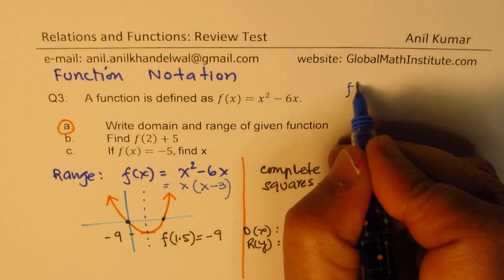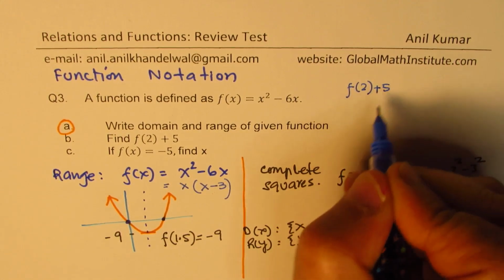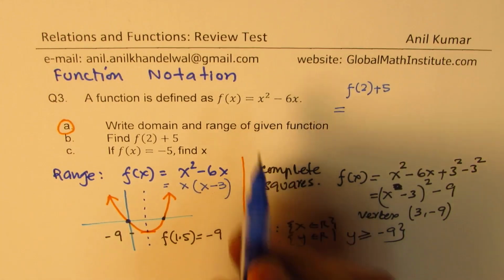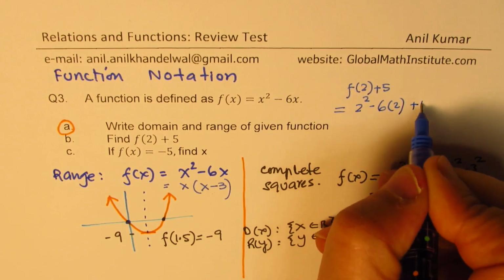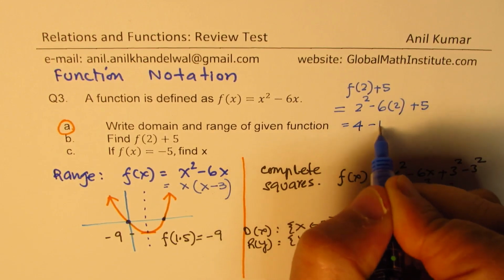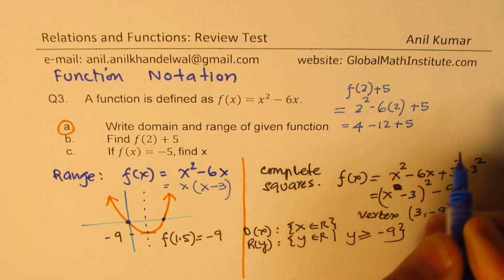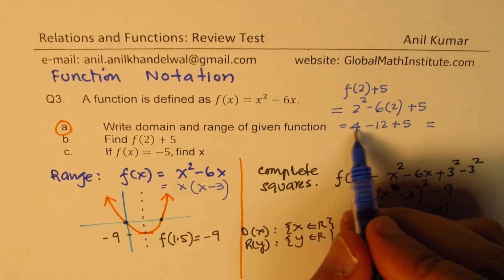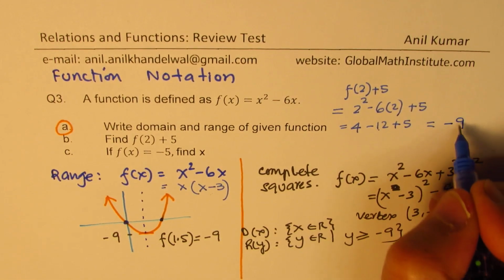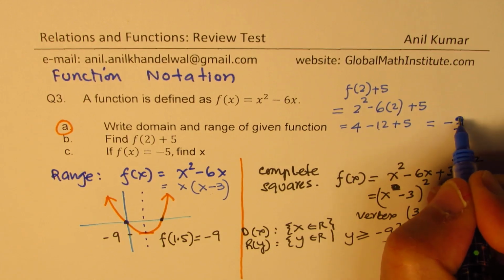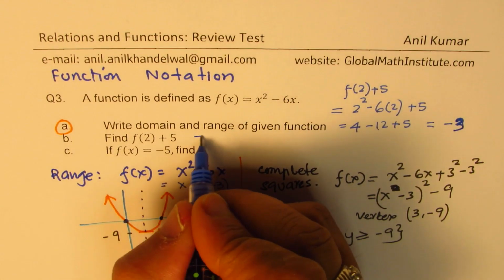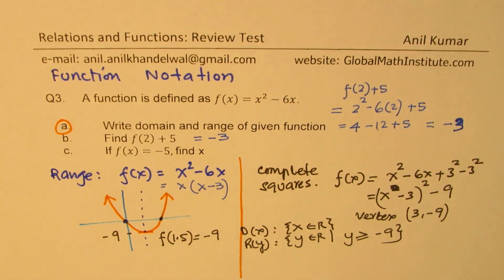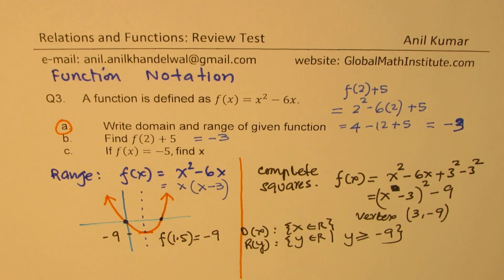So to find the value of f of 2 plus 5, we'll actually substitute 2 here. So we get 2 squared minus 6 times 2, plus 5. And that is 4 minus 12 plus 5. And that is equal to 9 minus 12, which is minus 3. So the value of f of 2 plus 5 is equal to minus 3. Is that clear to you? Right? So just substitute and get your answer.